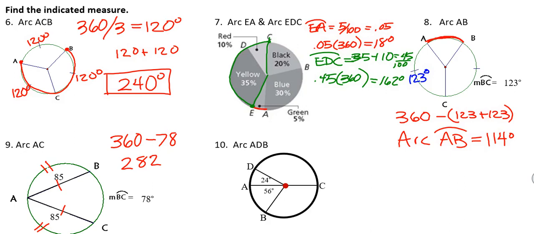Now because arc AB and arc AC are congruent in their two parts, I'm going to divide that 282 by 2. When I do that, I get 141. So then I know that both of these arcs here, both this one's 141 and this one down here is 141. So it's asking me for arc AC, so arc AC is 141.